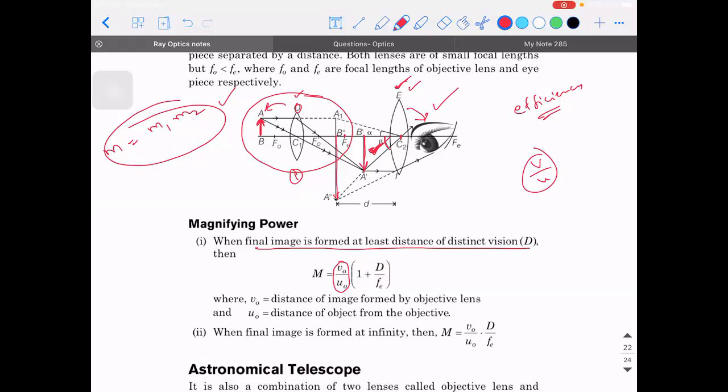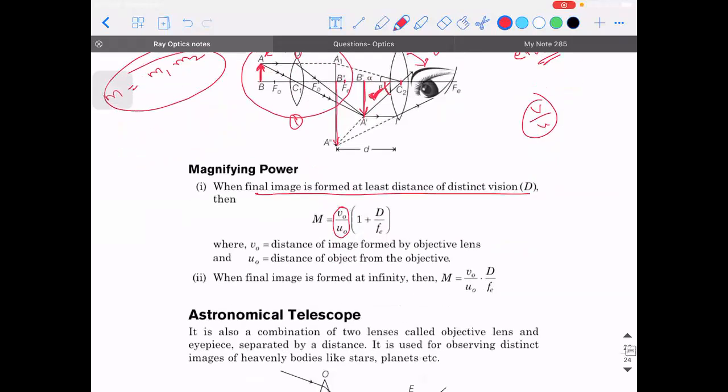The objective is forming a real image. Correct? Because the image and the object are on the other side. So what will be the magnification of the objective? Linear magnification is V0 divided by U0 because it's a lens.